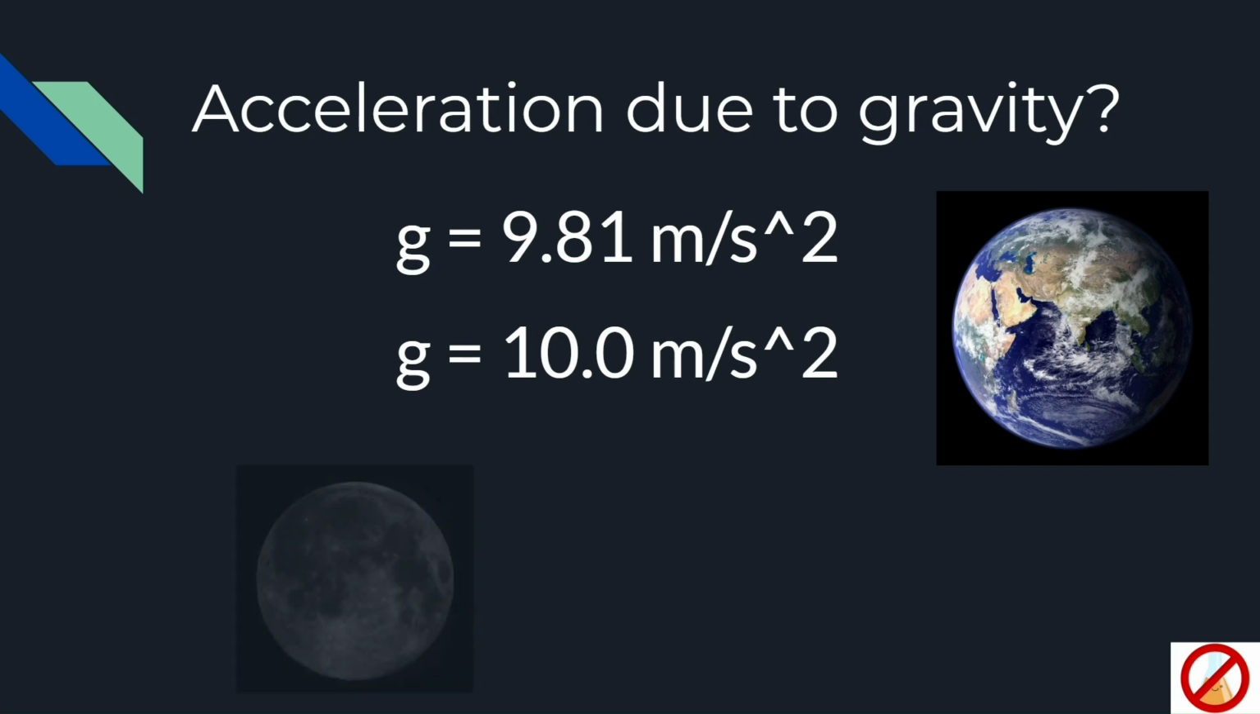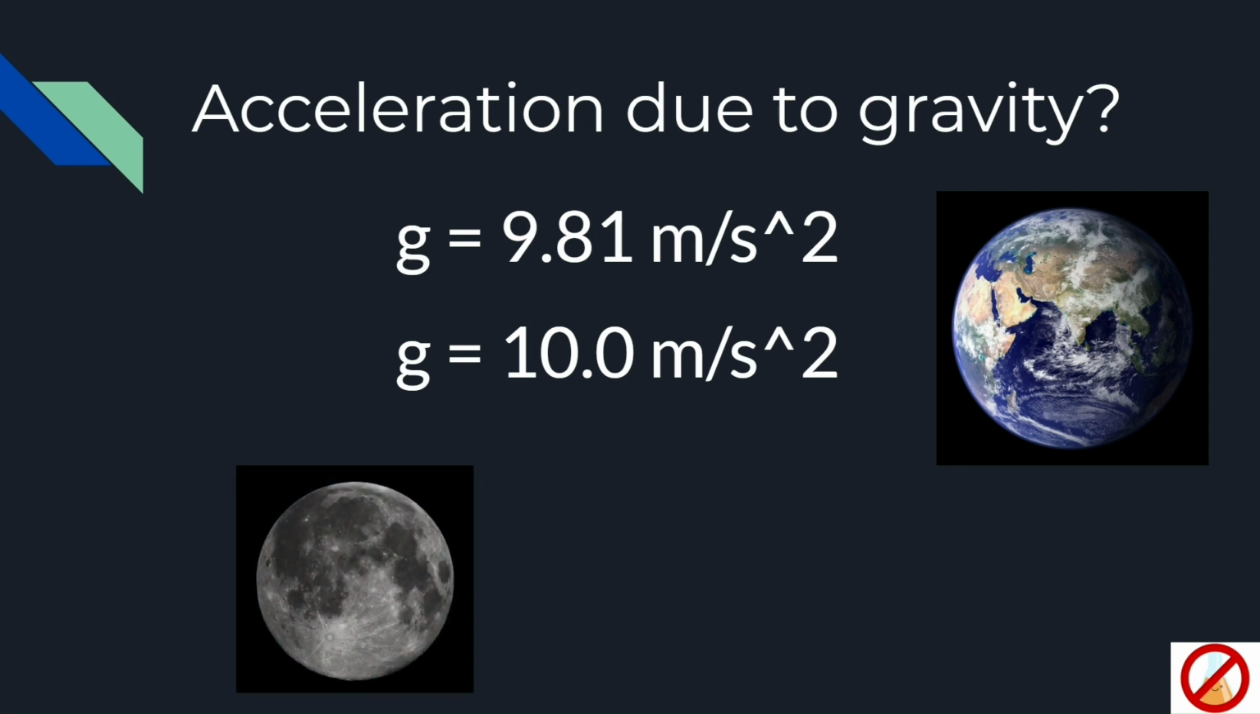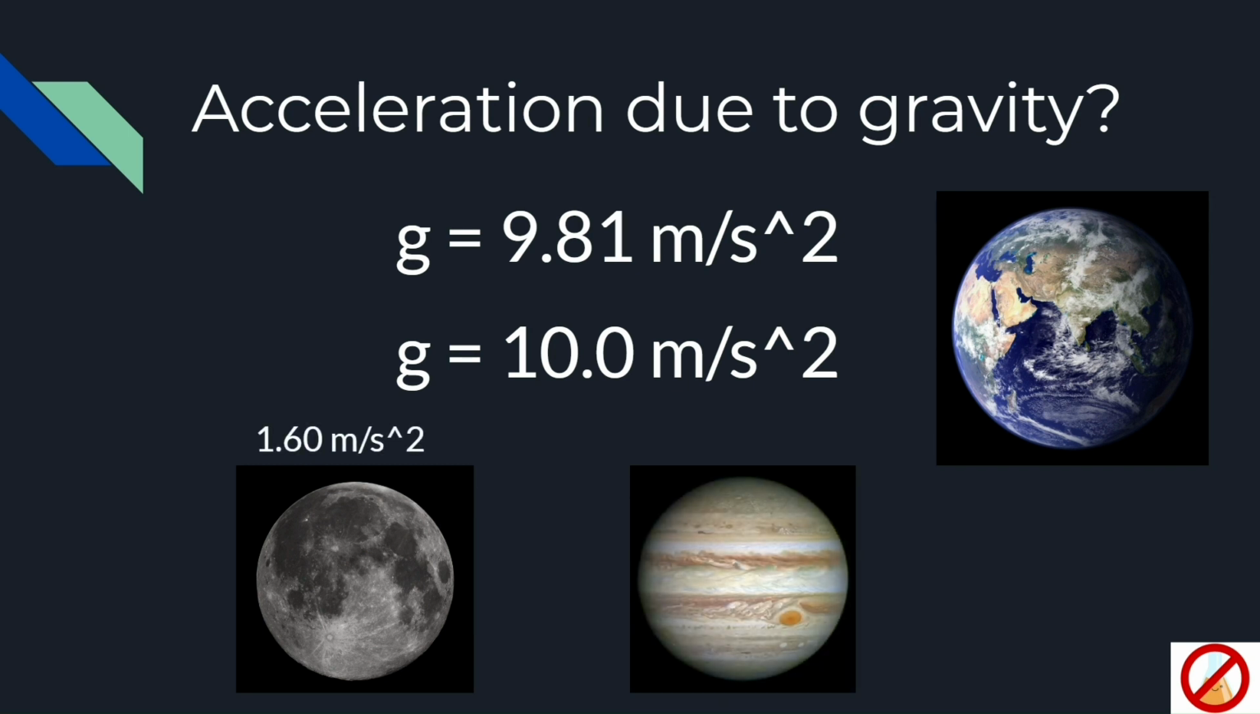So for example, if we take the moon, the gravitational acceleration is a lot less. It's around 1.6. And if we take Jupiter, the gravitational acceleration is 24.8, which is almost 2.5 times the gravitational acceleration on Earth. So now we understand the acceleration of gravity, and it's time for us to calculate weight.